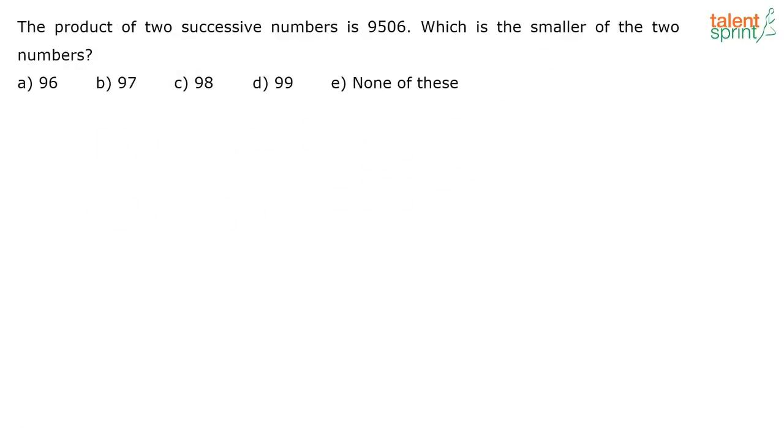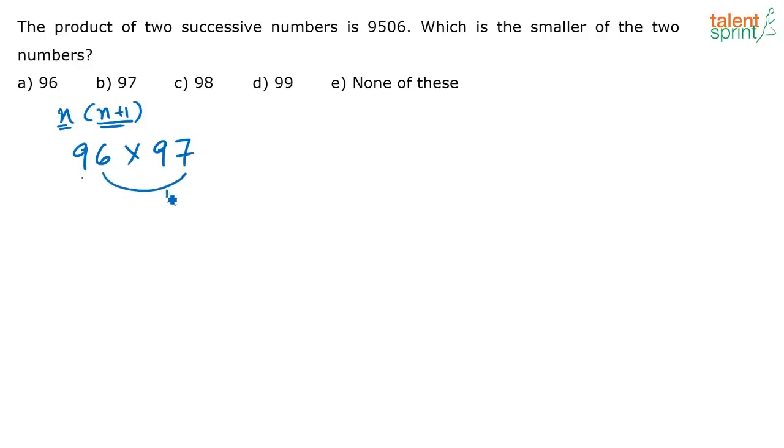Next question. The product of two successive numbers is 9506. What is the smaller of the two numbers? Very easy question. The best way to solve this question is to just check with the options. You have two numbers, and we have to find the smaller number. So if 96 was the smaller number, then what will be the bigger number? Basically what you are doing is n into n plus 1, the smaller number into the next number, correct? If 96 is the smaller number, then the next number is going to be 97.